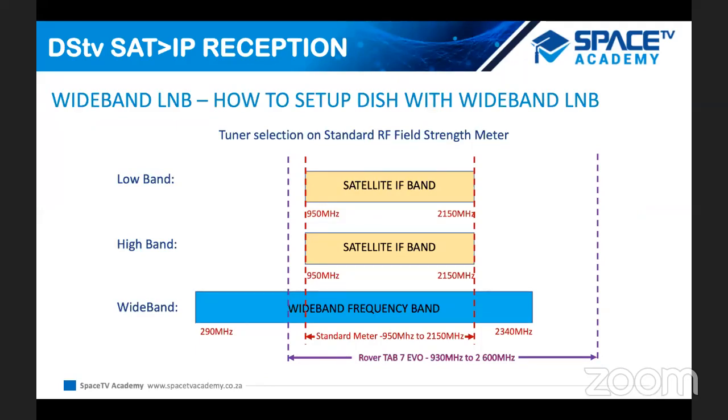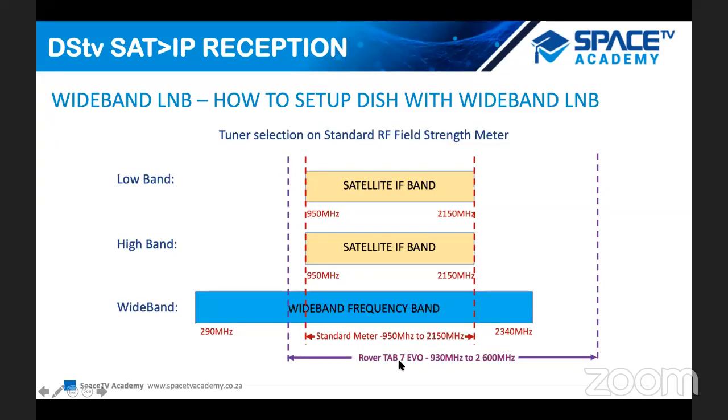Okay, so here's the trick. If you look at this slide, you will see that your satellite IF band being 950 to 2150, which is used in low band and in high band, and there's your wideband, which runs between 290 and 2340. But if you look between your red lines, that is what a standard meter can see. So there's a large portion of the wideband spectrum which could still be visible on your instrument.